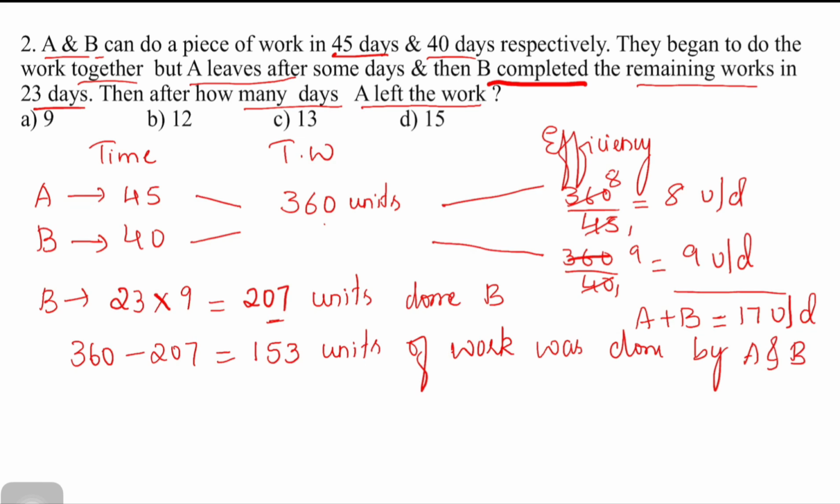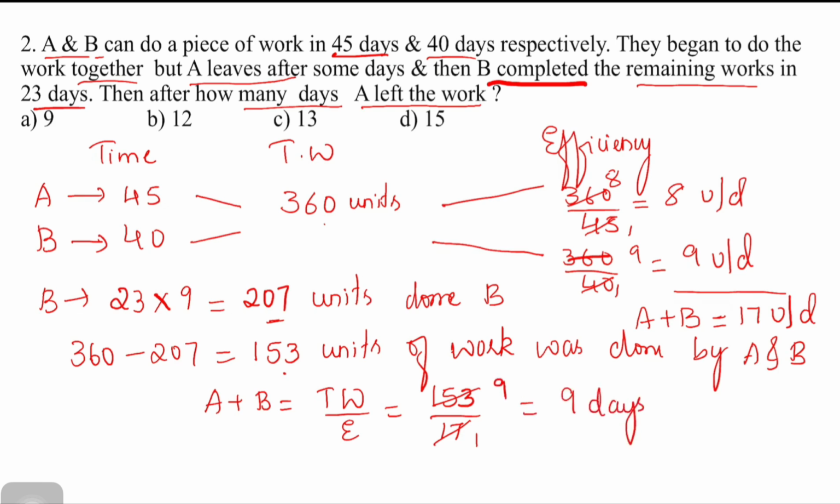Now we know that A and B do 17 units of work in one day. To complete 153 units, how many days have they taken? Total work is now 153, and the efficiency of A plus B is 17 units per day. 153 divided by 17 is 9 days. So A and B completed 153 units of work in 9 days.